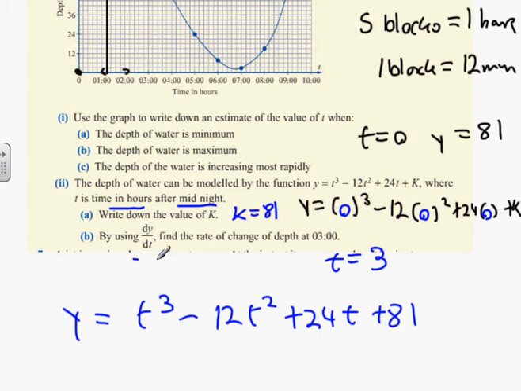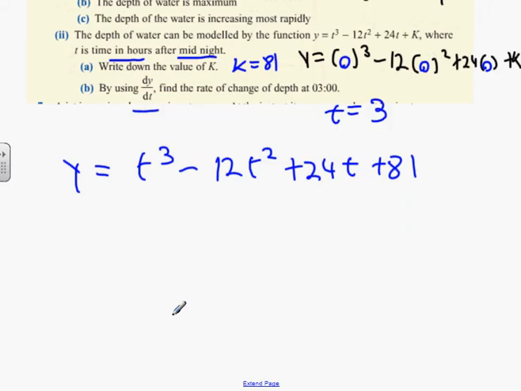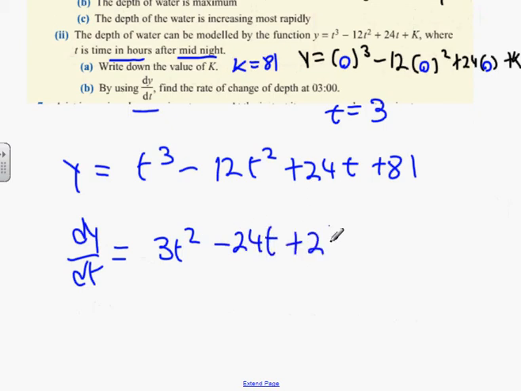Now, how do we find dy/dt, Sam? And what happens when you differentiate? 3t squared, yeah? Minus 24t. Okay. And it says that we specifically have to do it when t is 3. So what would that mean next? Sub in 3 for t. And then what happened then?